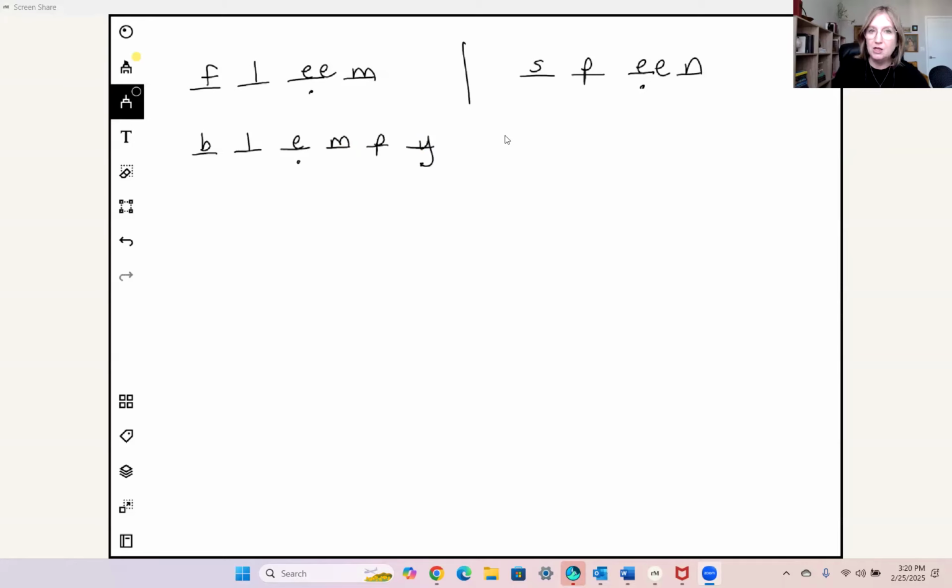Blempy. Just for kicks, what if I wanted that word to say blemmy? Blemmy. Can that say blemmy? No, because this E now has a vowel one or two doors away. In order for this to say short E, it has to have two consonants after it. If there's not two, put two.